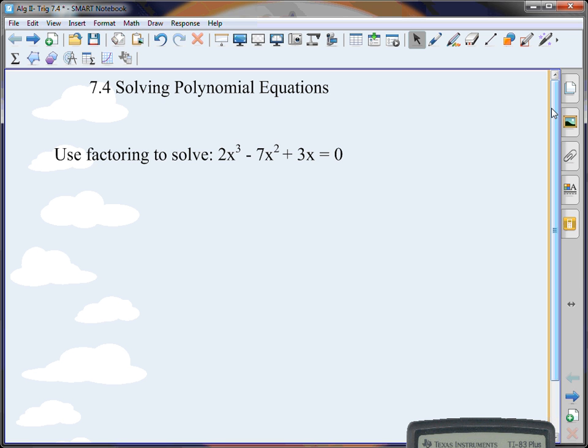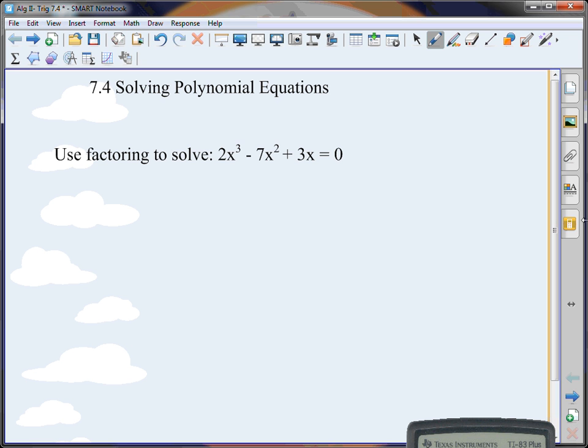This is a polynomial. What is its name by terms? It is a trinomial because it has 3 terms. What is its name by degree? Cubic, because its highest degree is 3.